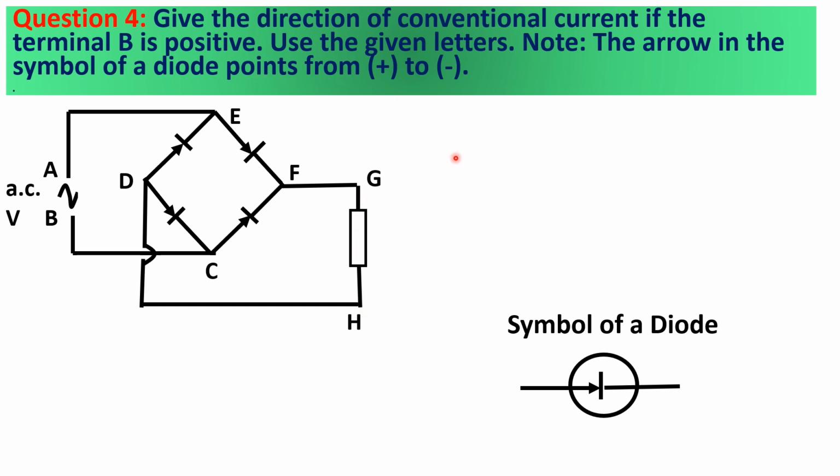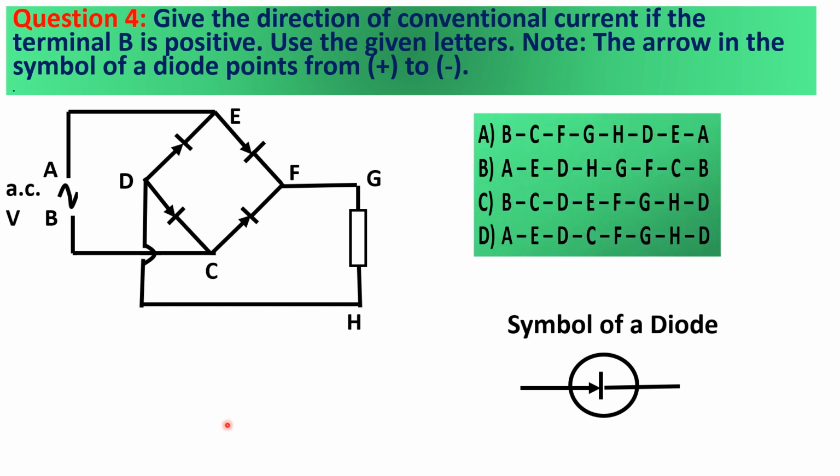So your task is to determine the direction of the conventional current. Conventional meaning the direction of the current is from the positive terminal towards the negative terminal, of course, passing through the other parts of the circuit. We call that the conventional current. We have choices that you have to refer to, all right?